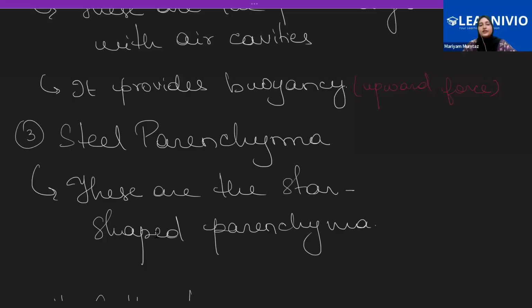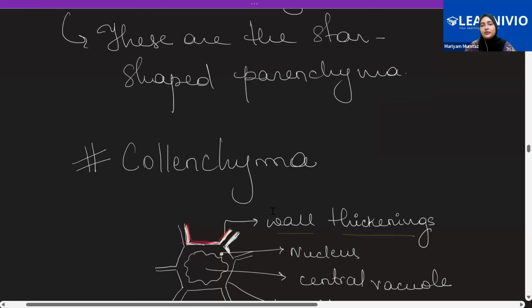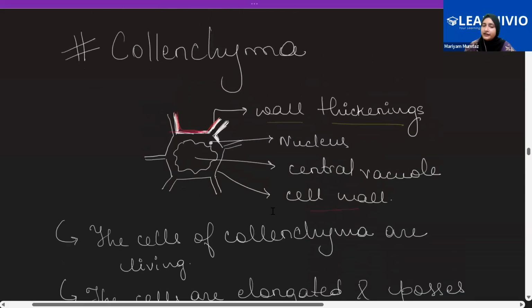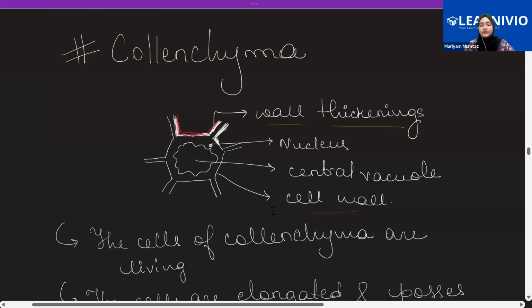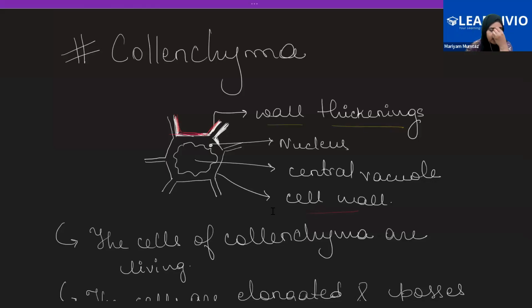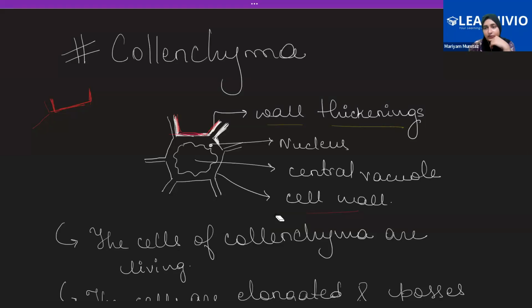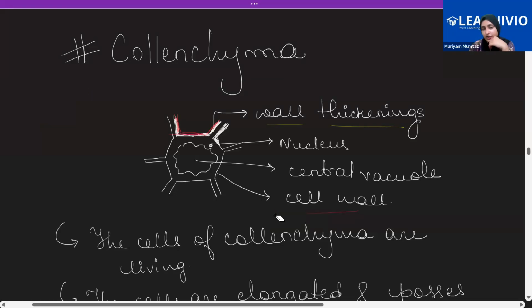All right, students. After the parenchyma is done, we move on to the next kind of tissue, the simple permanent tissue, which is collenchyma. Collenchyma are also living tissues, just like the parenchyma, but they have a slight difference. In each cell of the collenchyma there will be wall thickenings, meaning if this is the cell and this is the wall, the wall will be thickened. So wall thickenings will be found in the cells of the collenchyma tissue.